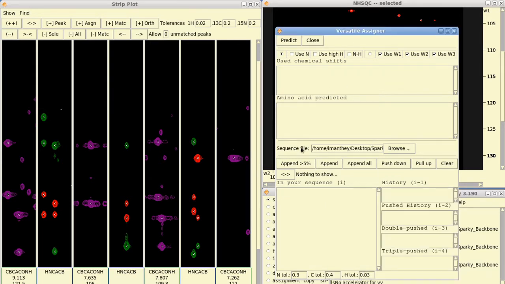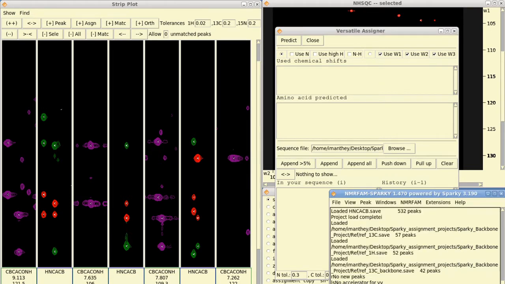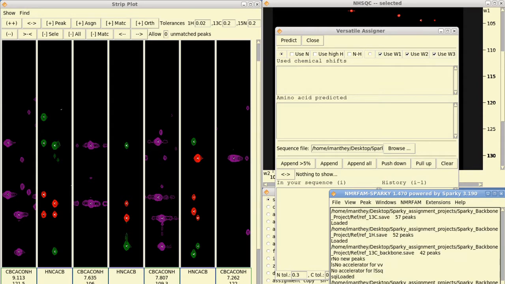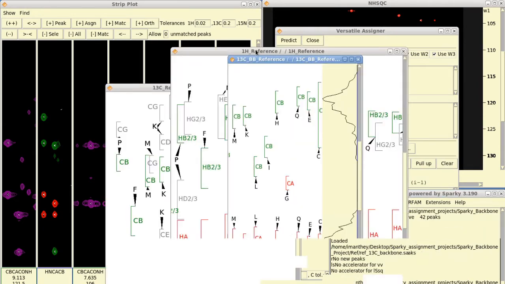Next, what we're going to want to do is use the 2-letter code IR, which will bring up the reference spectra. There are 3 reference spectra, the first being the carbon alpha and beta. This comes up here. Oh, I was not typing in Sparky. IR. Bring up the references.